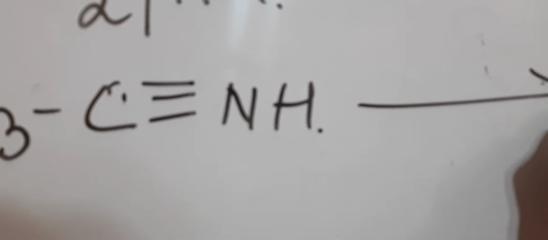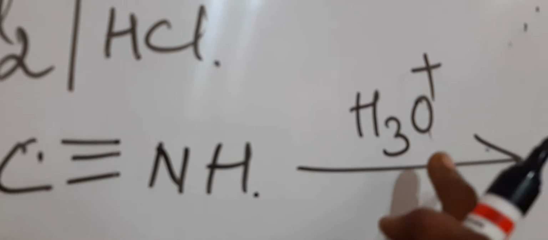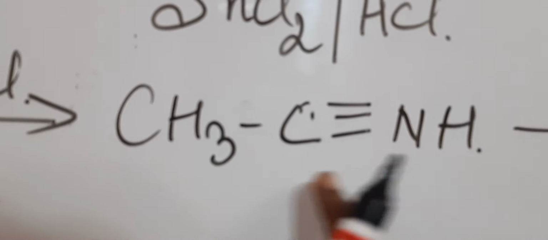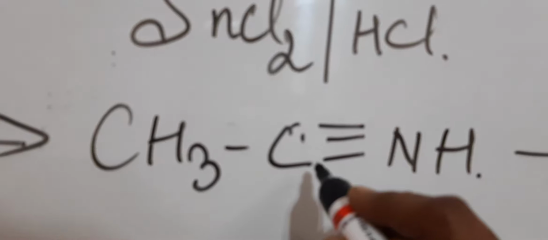Alright, so next you have to hydrolyze it in the presence of acid. So you can put hydronium ion here, or else you can put H2O and then H plus. When you combine that, this is called hydronium ion, H3O plus. So this has to be hydrolyzed. If this imine is hydrolyzed, then in this place you get CH double bond O.